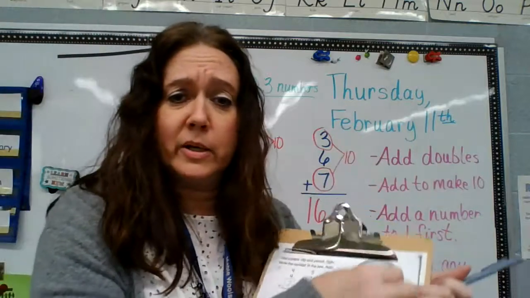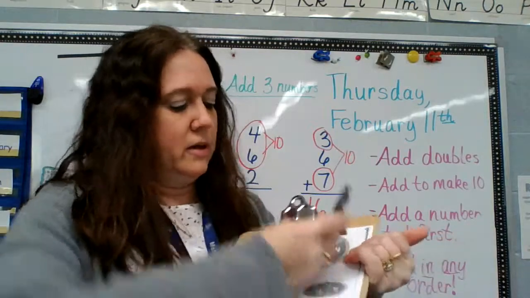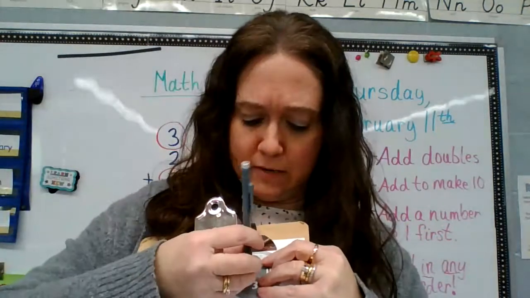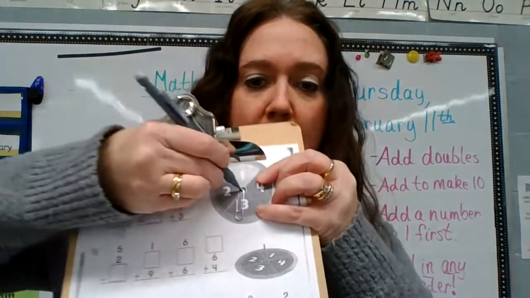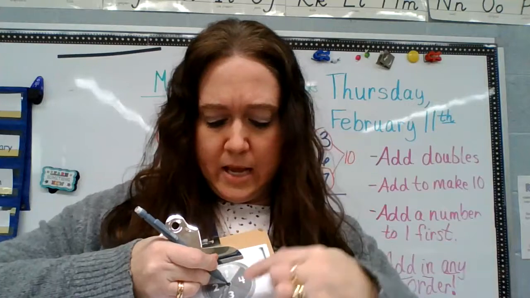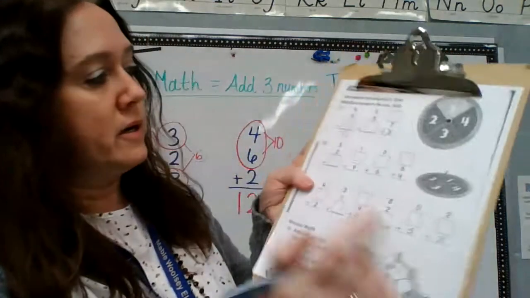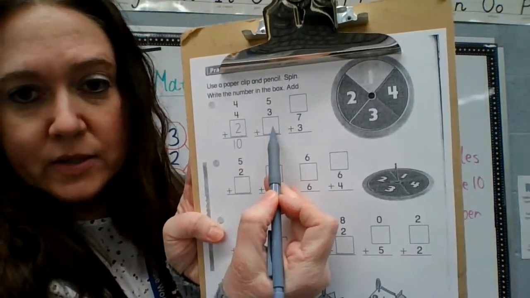I need somebody else's help here. Hold on, let me get this. Let me do it this way. Okay. Trying to figure out how to show it. All right, so see how I have the paper clip with my pencil? And then you flick it. Let me do it again so you can see. Flick it, which mine's always going to go to 3 because I have it hanging up, standing up. But whatever number it lands on, that's what you're going to write in the box.